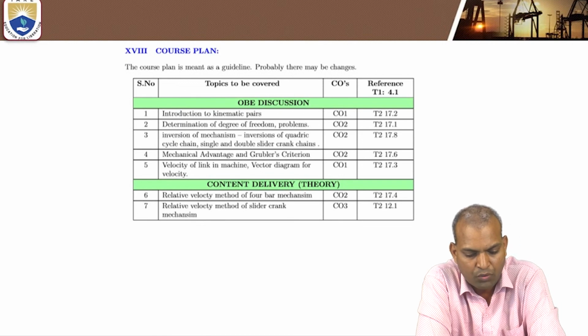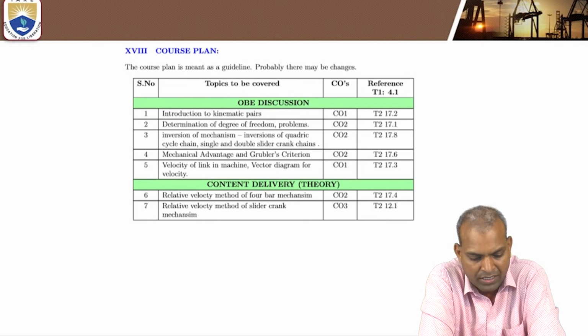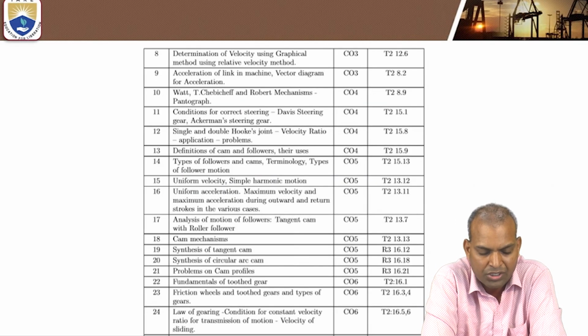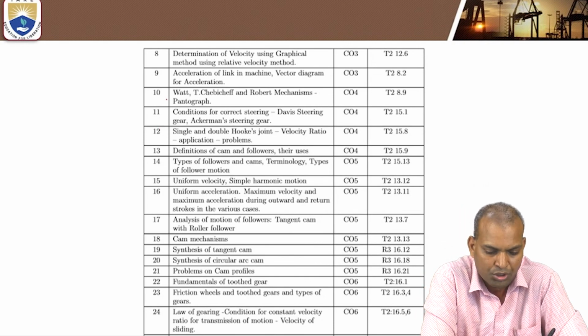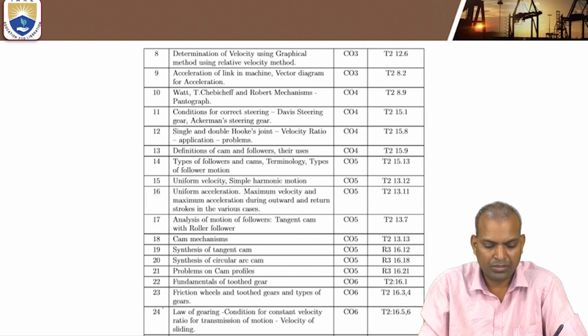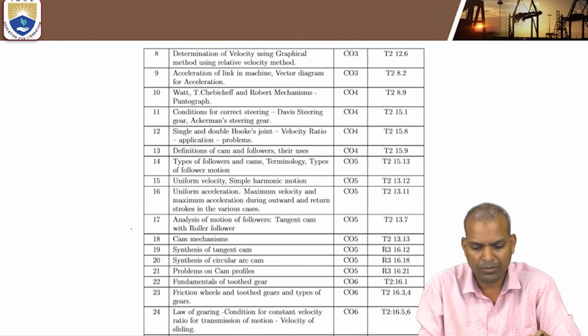Okay, next, these are the outcome based education. We'll go for related to that. That's what I have talked about here, and content delivery. These are the theories, like relative velocity and all. These are the different ones using the graphical method, Chebyshev's mechanism, robot mechanisms. These are all mechanisms related to all components. These topics are selected from the syllabus.